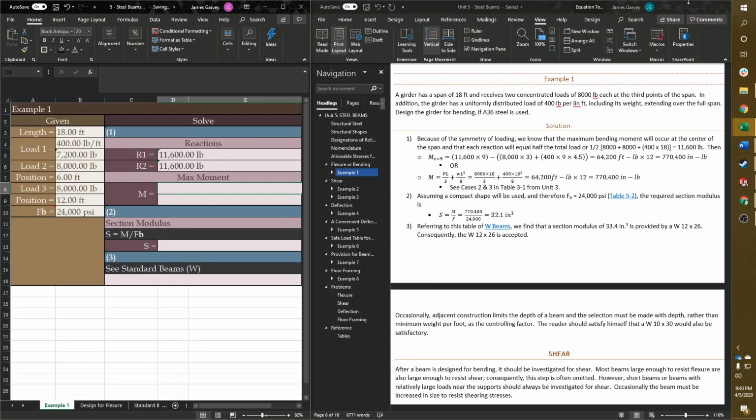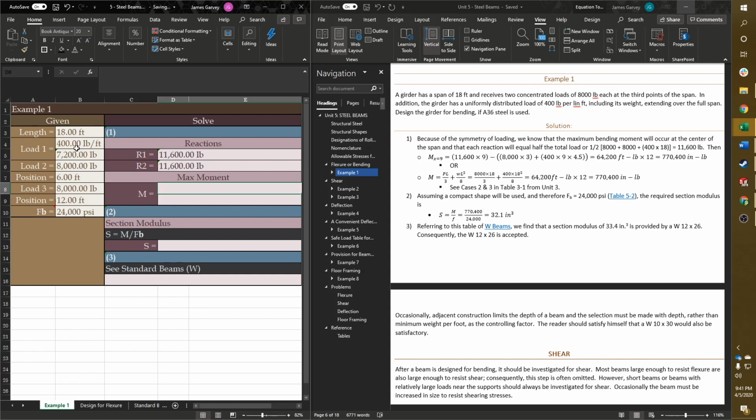In Unit 5, we'll be calculating the different shapes and materials required to withstand different types of loads. For the most part, we'll be using A36 steel and I-shaped beams, in particular the W-shaped beams. If you go to example 1, you'll see that we have an 18-foot steel beam with 2 concentrated loads of 8,000 pounds at the third points and a uniformly distributed load of 400 pounds per linear foot.